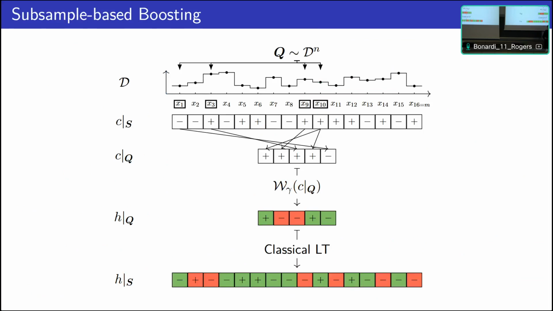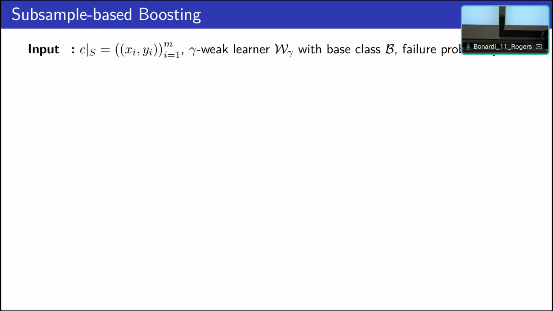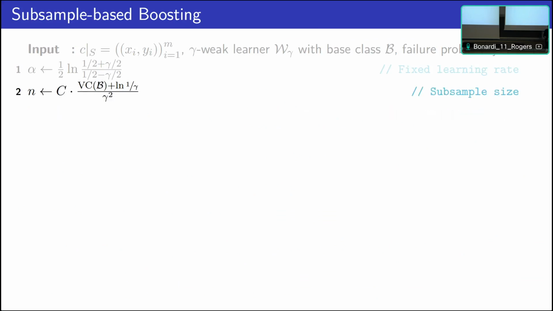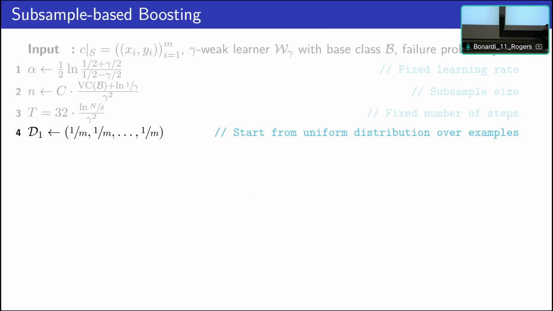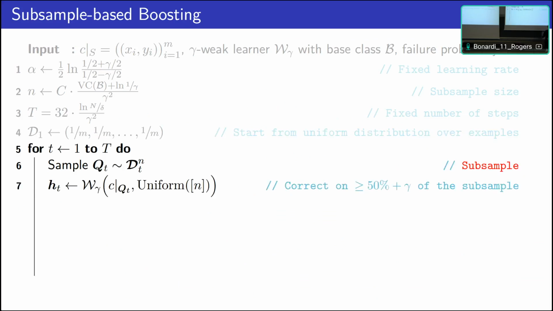And then by classical learning theory results, you can see that if this subsample is large enough, then the performance on the subsample is going to be close to the performance on the entire sample. And here we just pass through the algorithm. It's not that different from other boosting algorithms, except that we have a fixed learning rate, and also a fixed subsample size and a fixed amount of rounds to run for. But we also start with the uniform distribution and then do what we just discussed.